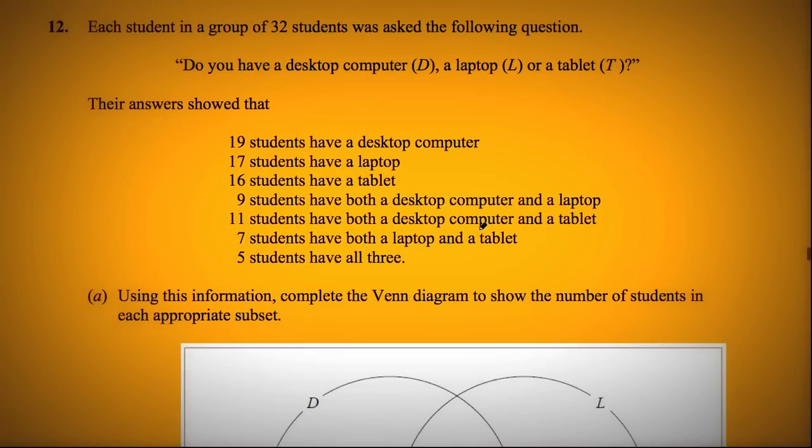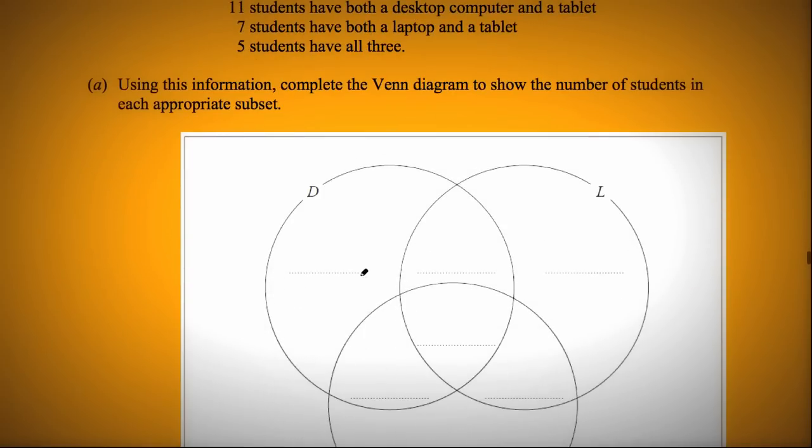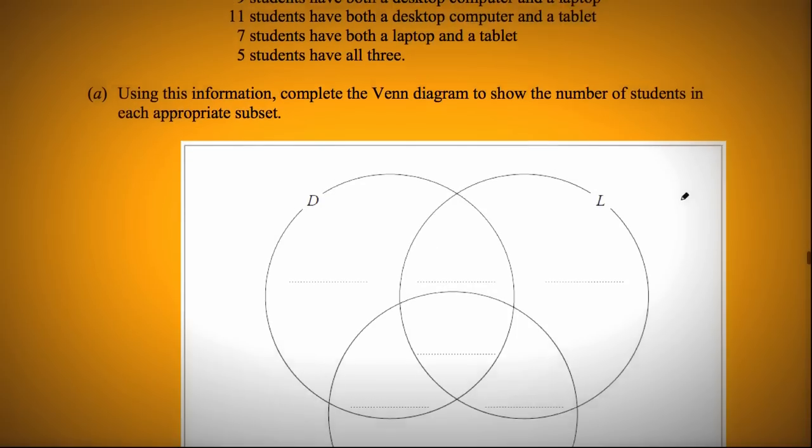Question 12, Venn diagram question. Each student in a group of 32 students was asked the following question. Do you have a desktop computer D, a laptop L, or a tablet T? Their answers showed that 19 students have a desktop computer, 17 have a laptop, 16 have a tablet, 9 have desktop and laptop, 11 desktop and tablet, 7 laptop and tablet, and 5 have all three. Using this information, complete the Venn diagram to show the number of students in each appropriate subset. Subset being each region of the Venn diagram.